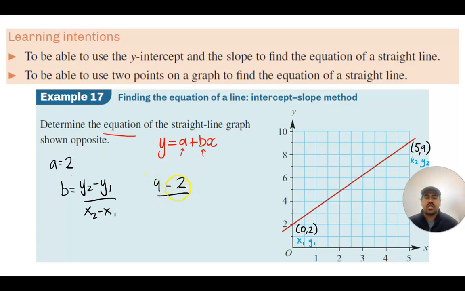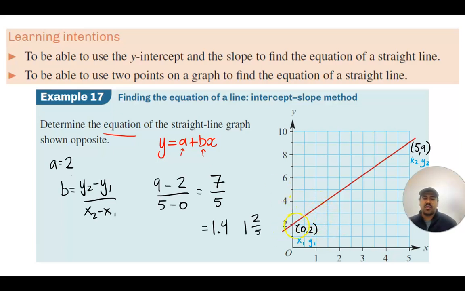So y2 is 9, y1 is 2. So there's a difference between the y values. x2 is 5 and x1 is 0. So 9 minus 2 over 5 minus 0, this will yield us with 7 over 5. In terms of decimals, this would be 1.4. In terms of a mixed numeral, this will be 1 and 2/5. So for every 1 we are going across, we are going up by 1 and 2/5, or 1 and 40%.